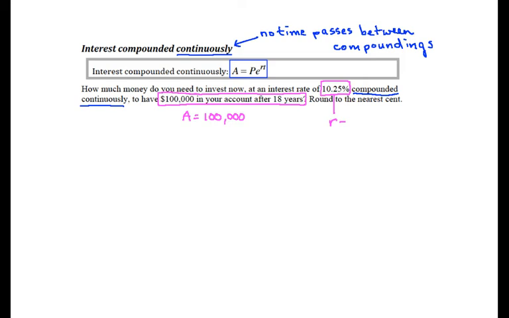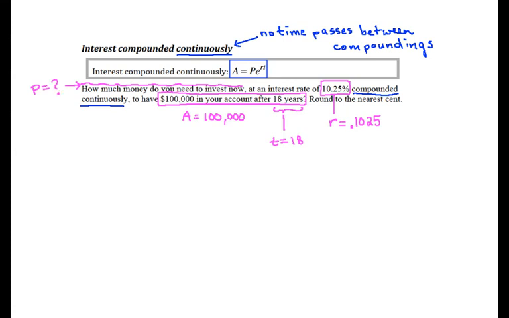My rate converted to a decimal is going to be 0.1025. And also I'm given a value of t. That 18 years tells me that t is equal to 18. And I want to know how much money I need to invest now, which is my further clue that P is actually the unknown this time.